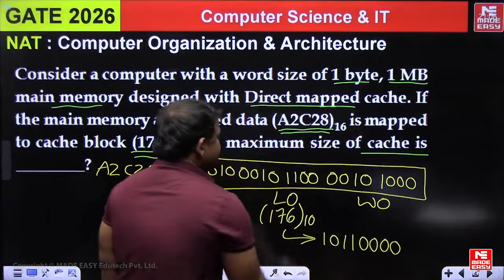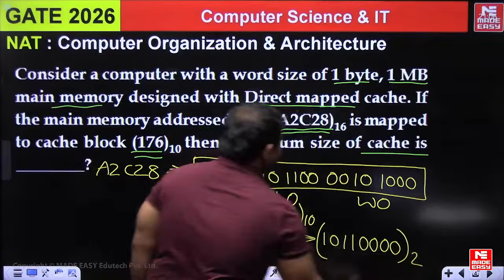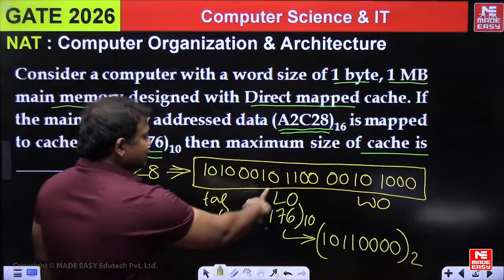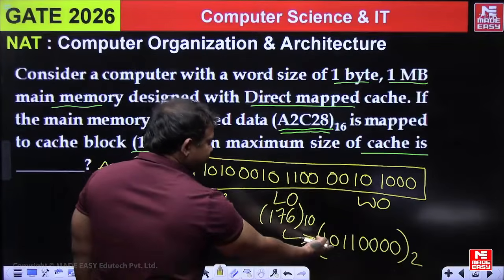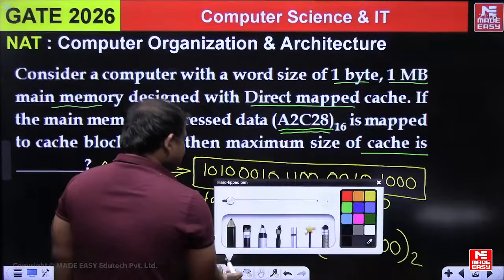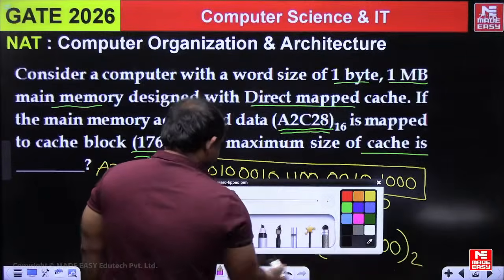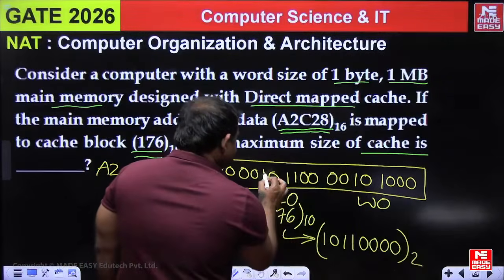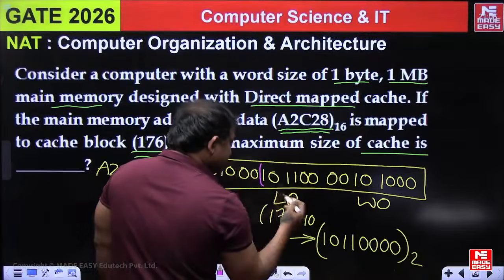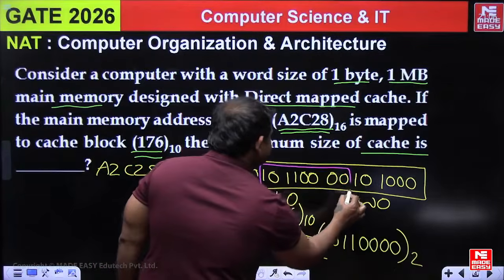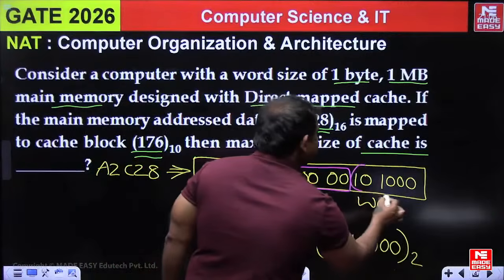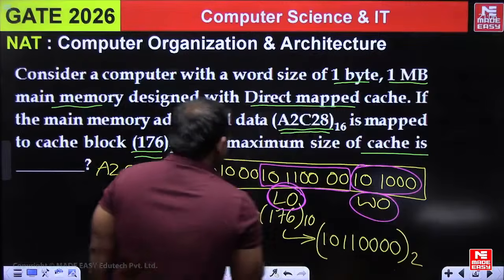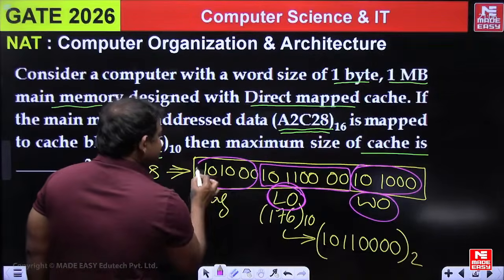10110000. This is the binary equivalent of the 176. Now here, which part of the binary code is equivalent to this? Okay, that is the line offset. So straight away, if you consider this 1011, this value is the line offset. When this is the line offset, obviously the remaining bits are the word offset and these are the tag bits.